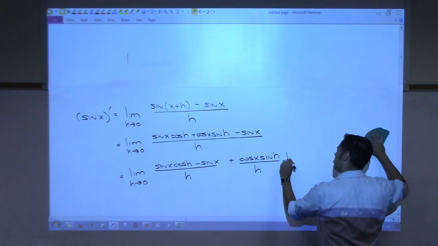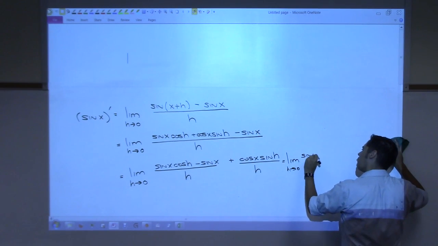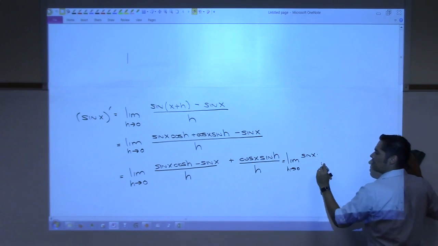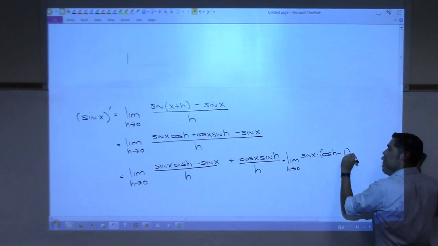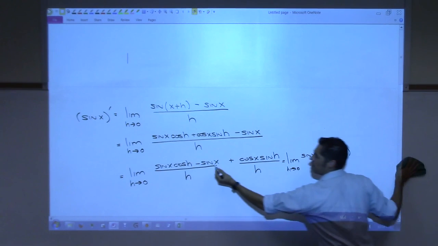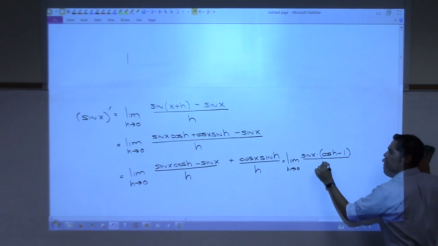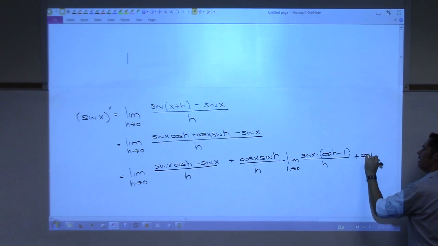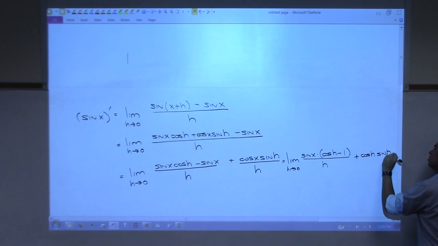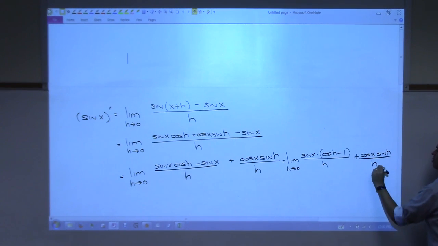Okay, so I'm going to say limit h goes to 0. I factor sine x out. And what am I left with on top? Cosine h minus 1. I pulled the sine x out, right? So minus 1 over h. And then the other one is plus cosine x sine h over h.